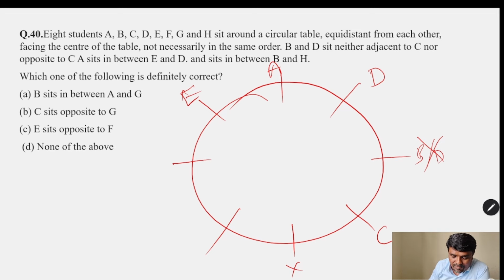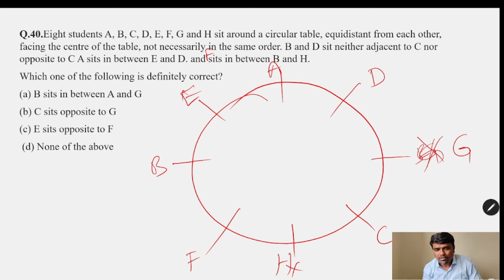Let us say A is here. Here, actually, it's a typing error. F sits between B and H. Let us say B is here and H is here, so F sits between. This is one possibility. So A, B, C, D, E, F, G. I wrote simply one possibility, not confirmed.